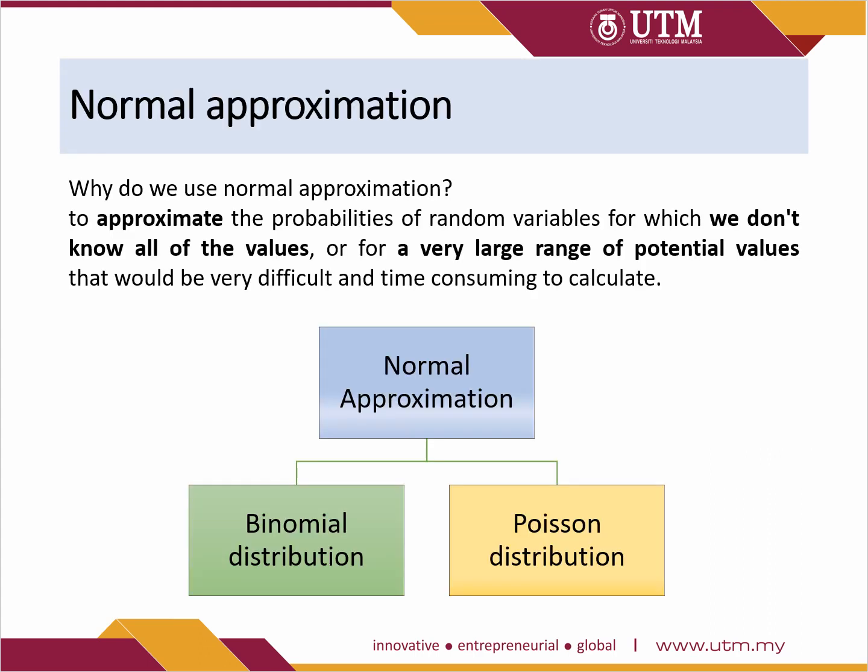So why do we have to use the normal approximation? Because we want to approximate the probabilities of random variables where we don't know all of the values, because the table has limitations. Sometimes the problem needs more than the values from the table, or a very large range of potential values, where it would be very difficult and also time consuming. So that's why we will learn about normal approximation for these two distributions.